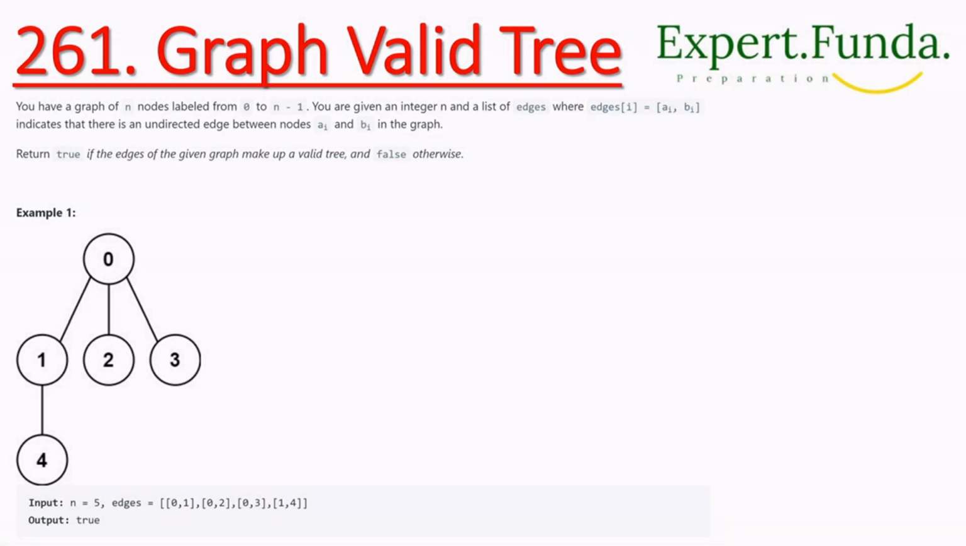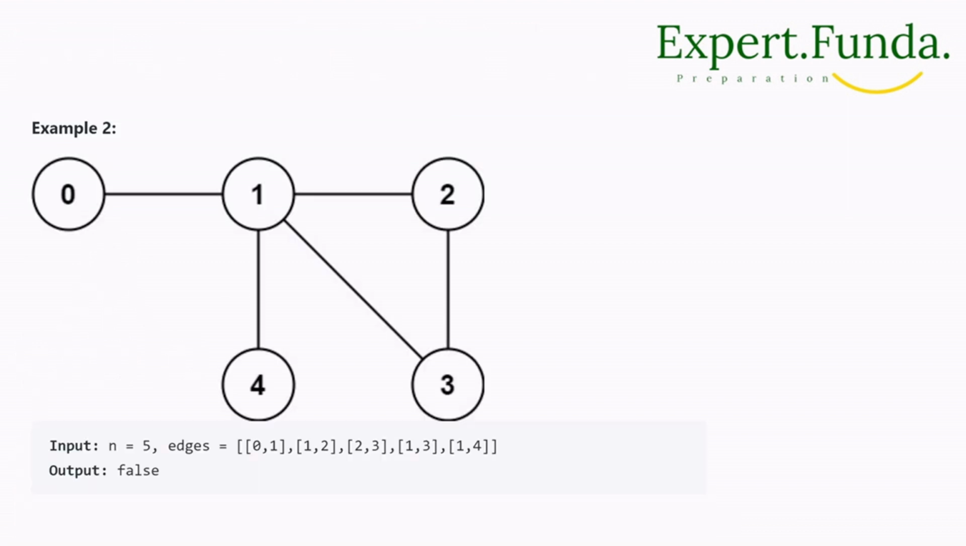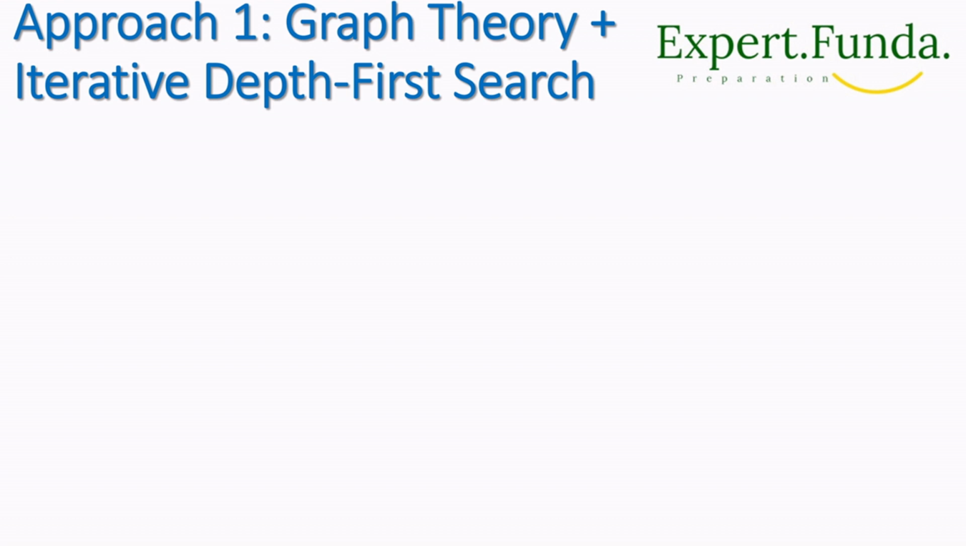So this is part 2 of this video. Please go and see the first part of the video for this problem, 261 Graph Valid Tree, in which we have already discussed what a graph is and DFS. If you recall approach 1 of the first part, we went through a little bit of graph theory and the iterative DFS.